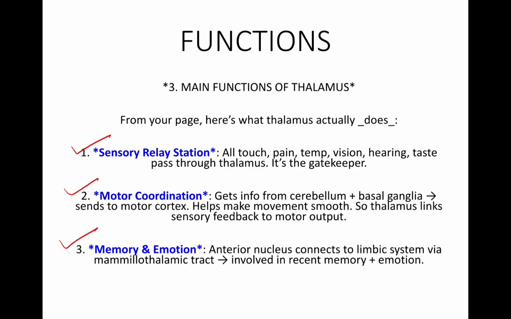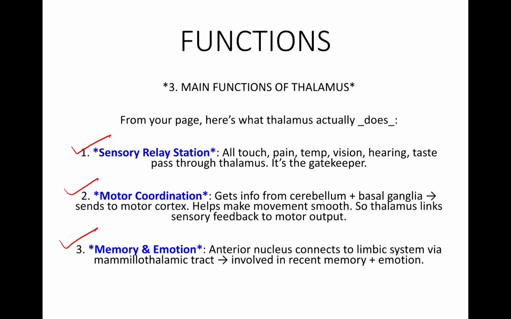Next is motor coordination. It gets information from cerebellum and basal ganglia, from these two places, and then it sends them to the motor cortex. Okay, helps make movement more smooth. So thalamus links sensory feedback to the motor output. Sensory feedback is coming from where? From cerebellum and basal ganglia.